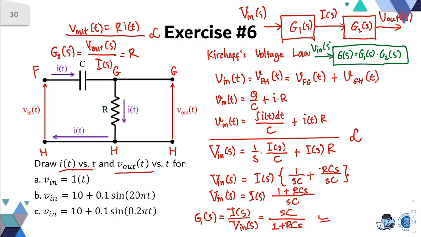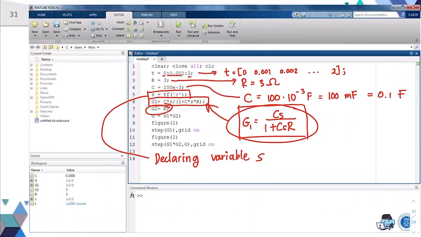Vin(s), and this one is Vout(s). Yeah. Okay. So that's why I define the G as the multiplication of G1 multiplied by G2. Okay. And then in figure 1, yeah, I simulate step G1. Okay. So step G1 means that this function, this command or this script, replaces this simulation.